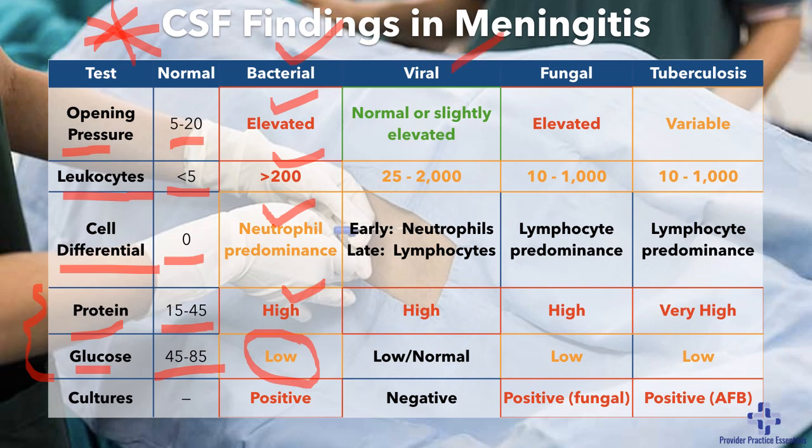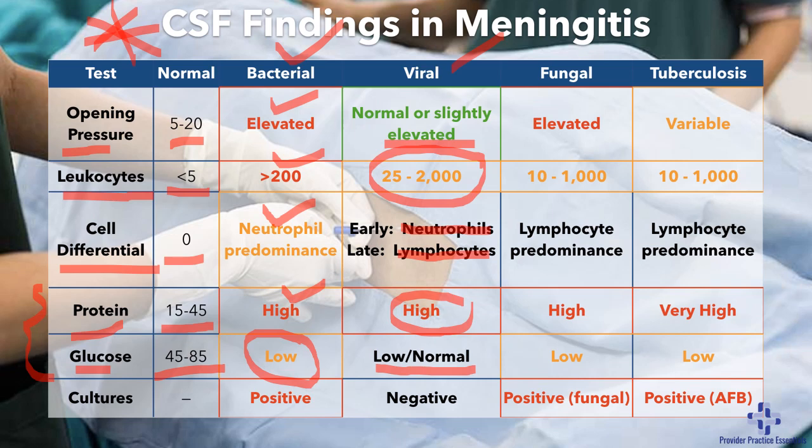In case of viral meningitis, the opening pressure is normal or slightly elevated and the leukocyte count is increased, 25 to 2000. Protein is high and glucose will be normal or low. Majority of the time it will be normal. From that we differentiate whether it is bacterial or viral meningitis. In cell differentiation, early on neutrophils are found and later lymphocytes are found. This is for bacterial and viral meningitis.